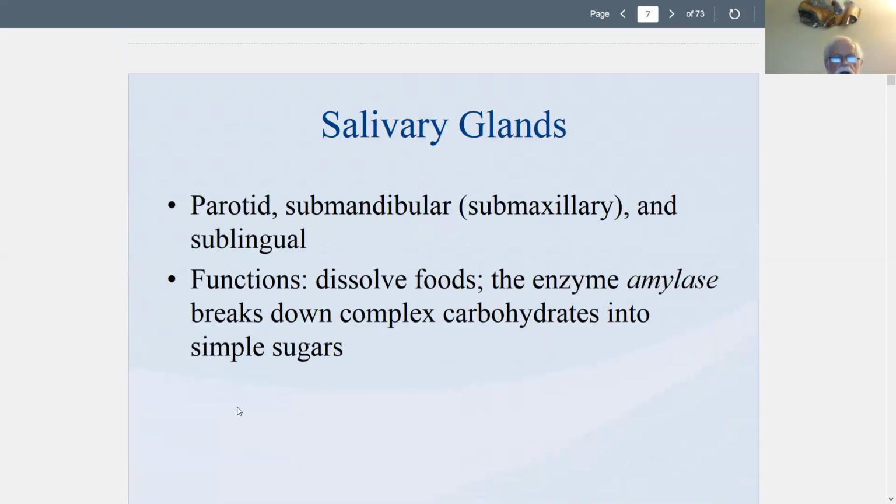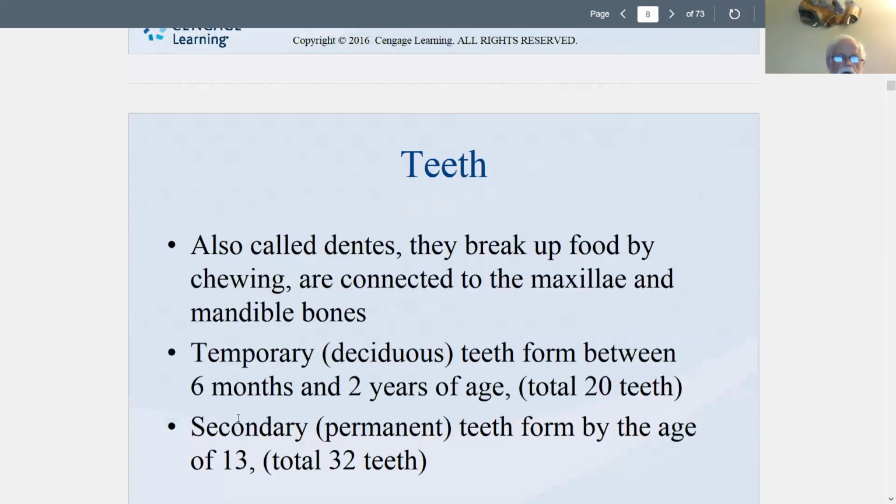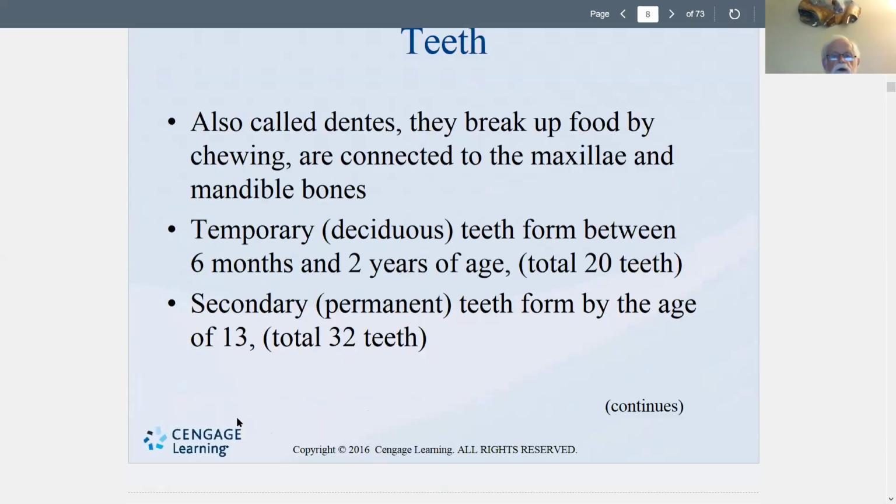Salivary glands are several. They're in the parotid area, they're underneath the lower jaw, and they're under the tongue. The salivary glands help produce secretions that dissolve foods, and the enzyme amylase to start breaking down complex carbohydrates into simpler sugars. The teeth break up the food and are part of the mandible and the maxilla.